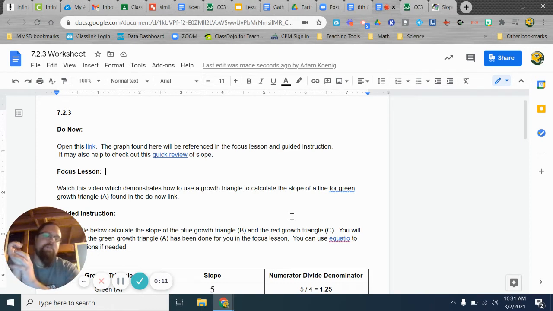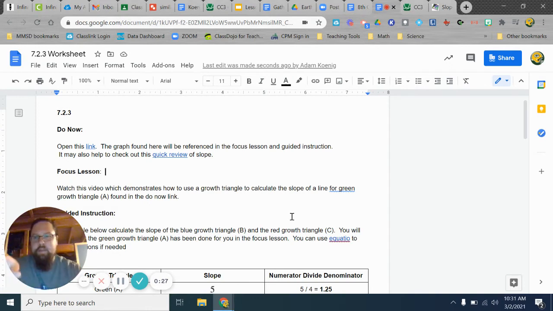So you'll notice the setup of this assignment, there's a do now. The do now says open this link. It says the graph found here will be referenced in the focus lesson and guided instruction, which you're listening to right now. It may also help to check out this quick review of slope.